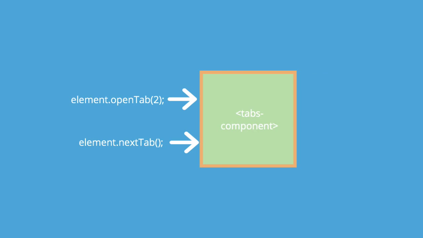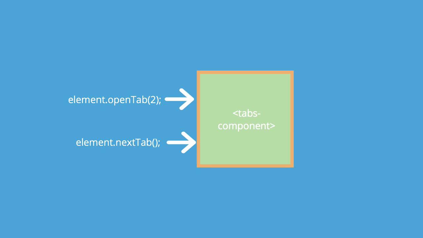All right, so what are methods? Methods are functions that we call on an element. So something from the outside calls a function, say open tab if it's a tab component, or next tab. And we make these calls as function calls. We can pass in parameters, we can pass in arguments, or not. And these are calls into my component, and the component does something in response.